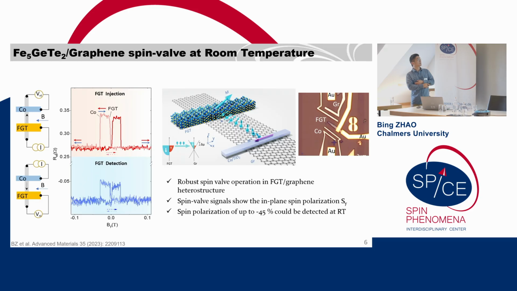We can see that the spin valve signal, both injection and detection, shows very good and robust operation. When you apply the in-plane field, that means we have very good in-plane spin polarization. Also, our signal analysis shows a very large spin polarization at the FGT interface, and it just uses the windowless gap, without any insulating barrier.